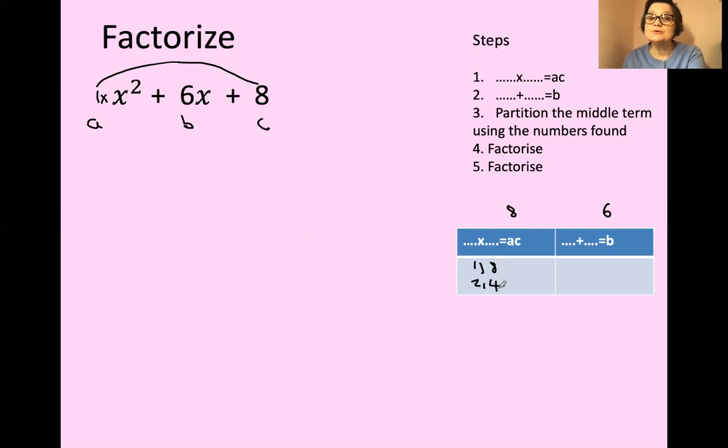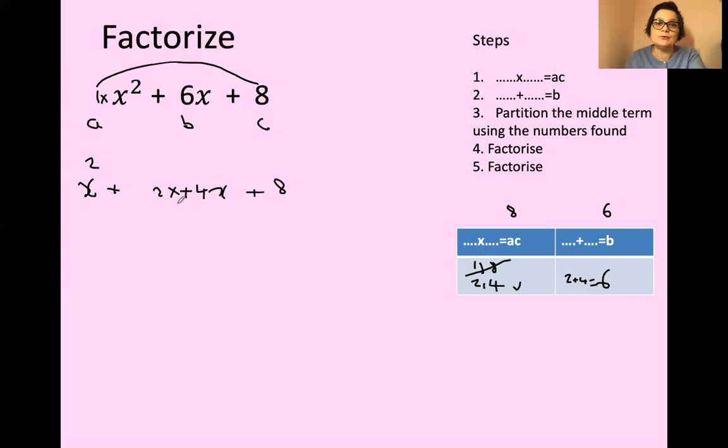Now, which of these two factors add up to give 6? Obviously, it's not going to be 1 and 8, but it's going to be 2 and 4. So 2 plus 4 equals 6. So these are the factors that we are going to use to split the 6x. So we rewrite x to the power of 2 as it is, but instead of writing 6x, we use 2x plus 4x, and then write c as it is, plus 8. So this is step number 3, partitioning the middle term.